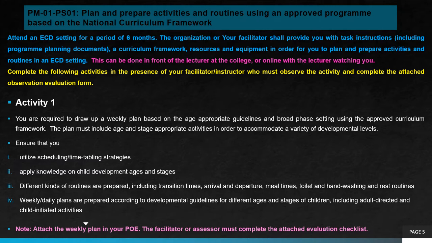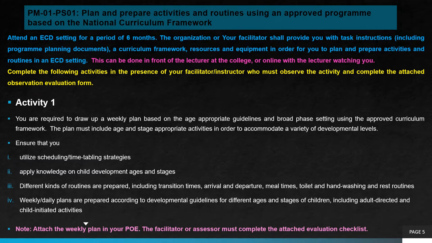They are telling you what you have to include in your 7-day, or actually 5-day plan, because in the week the child attends from Monday to Friday, and you have to state exactly what has to be done. The weekly daily plans are prepared according to developmental guidelines for different ages and stages of development, including adult-directed and child-initiated activities.